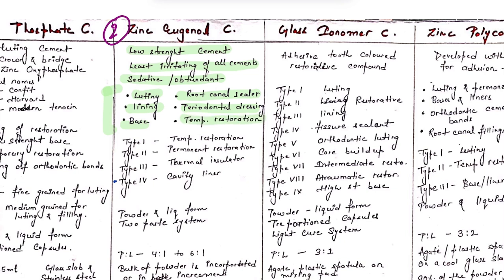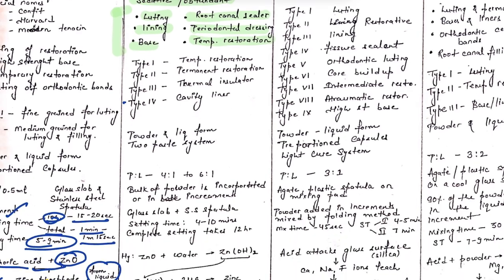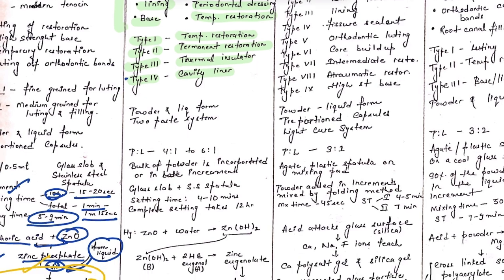Now coming to the classification. We have four types: type 1, type 2, type 3, and type 4. Type 1 is used for temporary restoration. Type 2 is used for permanent restoration. Type 3 is used for thermal insulation. And type 4 is used as cavity liner. So we talked about all the applications, and this classification is based on the application itself.